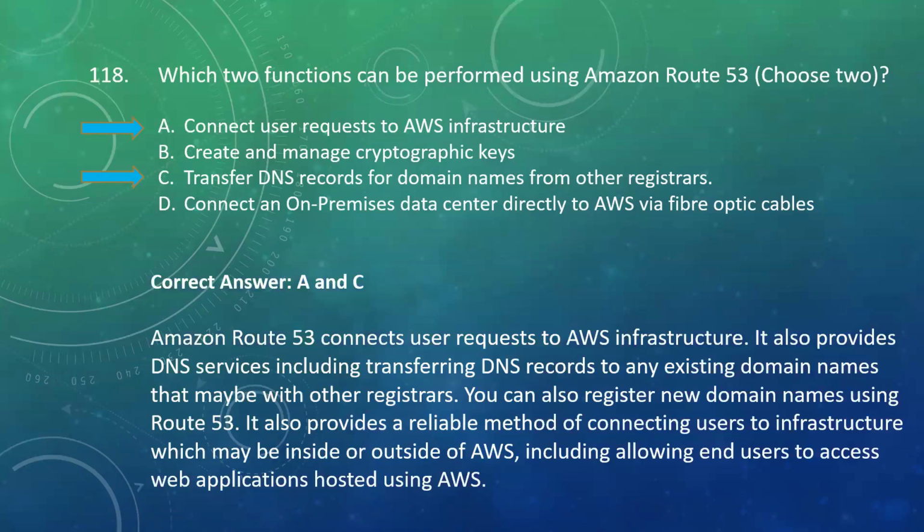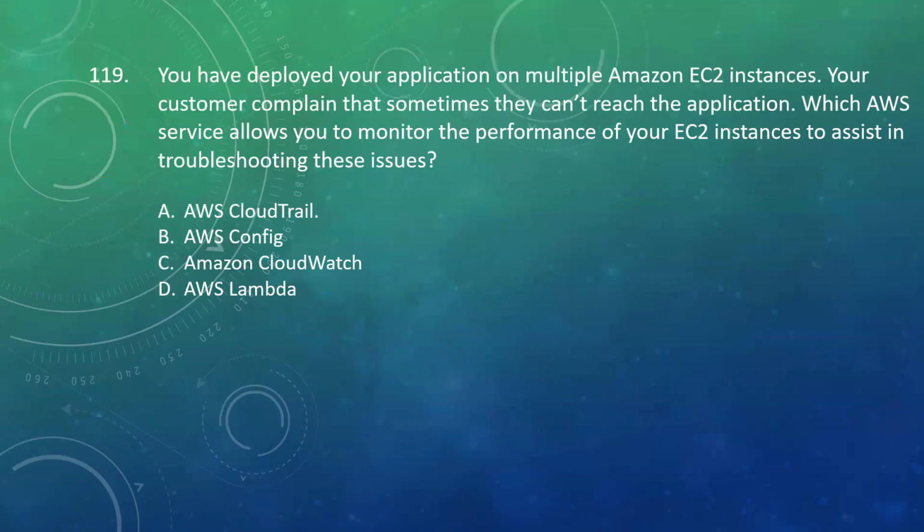Amazon Route 53 connects user requests to AWS infrastructure. It also provides DNS services, including transferring DNS records to any existing domain names that may be with other registrars. You can also register new domain names using Route 53. It also provides a reliable method of connecting users to infrastructure, which may be inside or outside of AWS, including allowing end users to access web applications hosted using AWS. Moving on to next question.